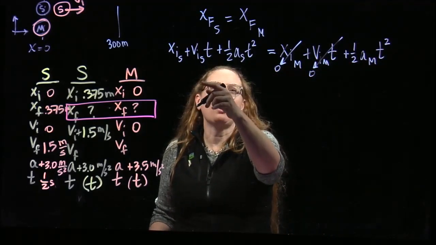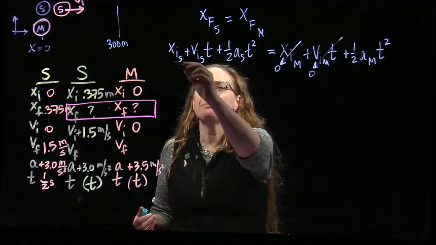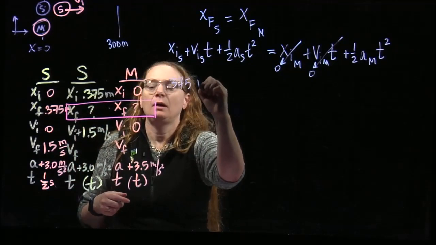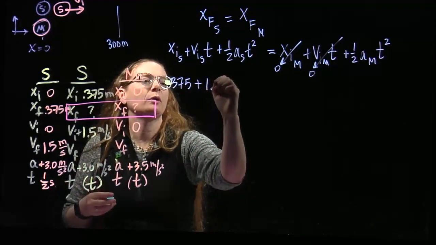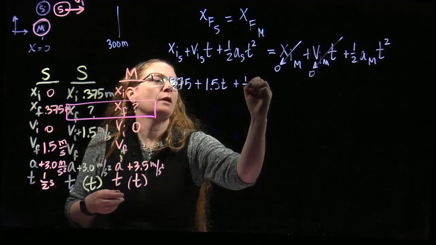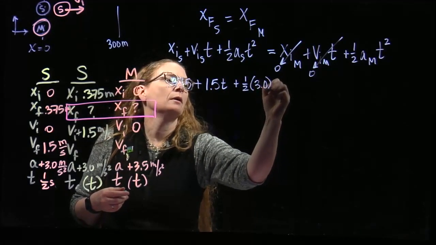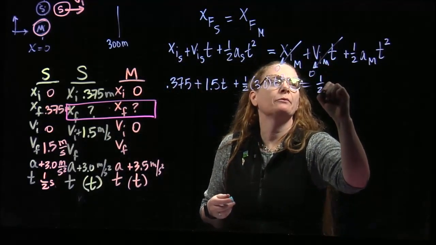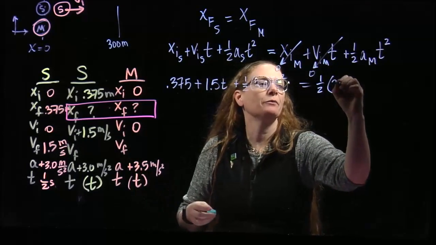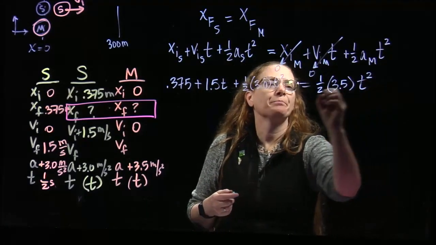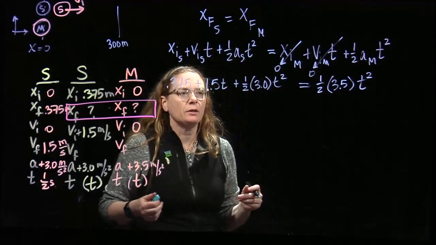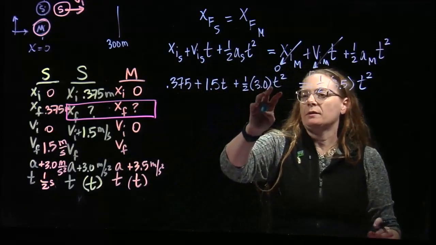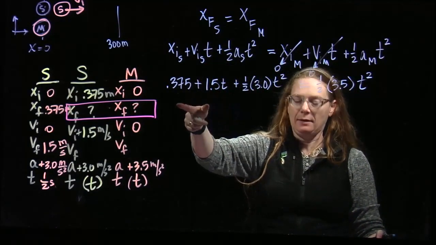Now at this point often I will dump some numbers in. So let's see what we've got. X initial smart car, 0.375, plus V initial smart, 1.5 t, plus 1/2 a 3.0 t squared equals, gone, 1/2 acceleration of the Maserati, 3.5 t squared. All right, I have an equation where the only unknown is time. And it's clearly a quadratic because I have a t squared, a t, and a non-t term.